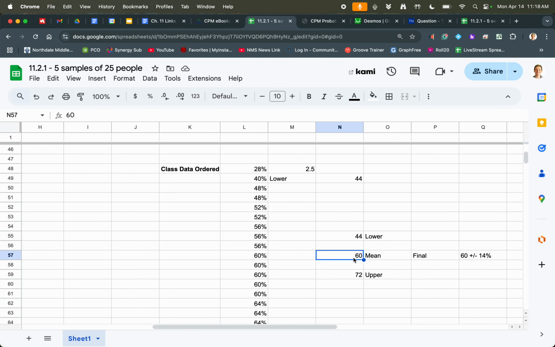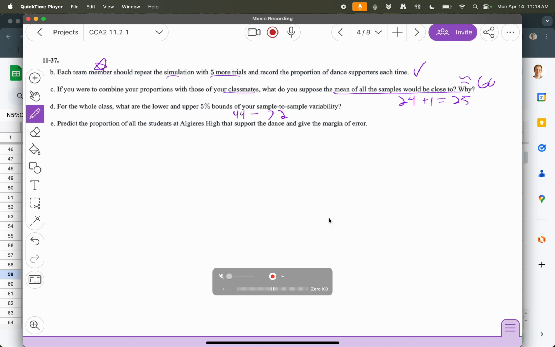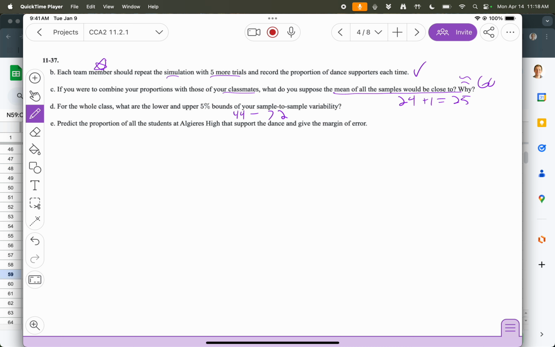But my mean I still found was 60. So my mean was 60, my lower was 44 and my upper was 77. Just to write this out, what are the upper and lower bounds? I've got 44 to 72, I think it was. I already forgot the number. Yes, 72. So that is my upper and lower bounds.